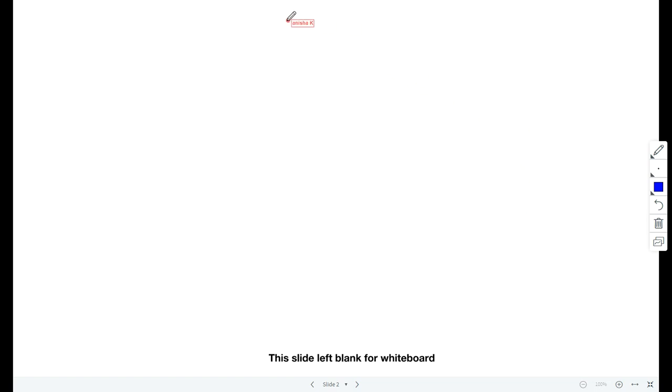Okay, so we'll see the time of flight, which is regarding the mass spectrometer.